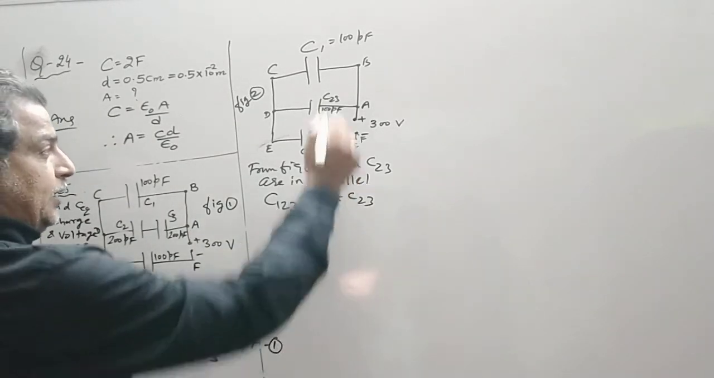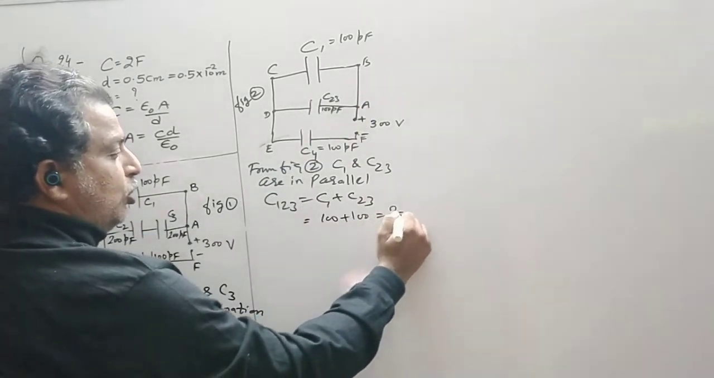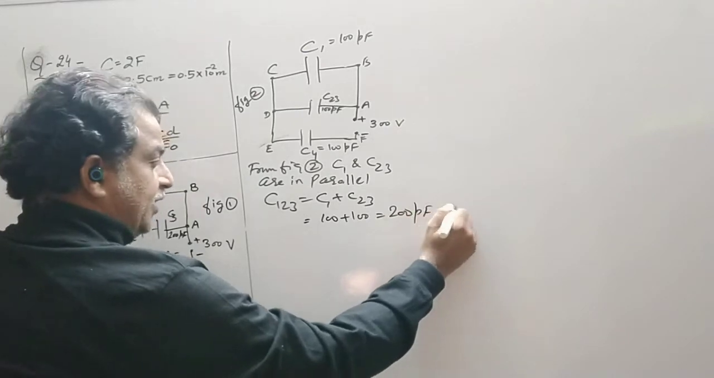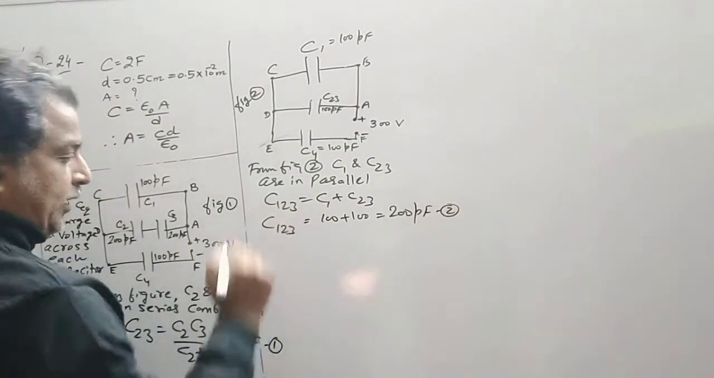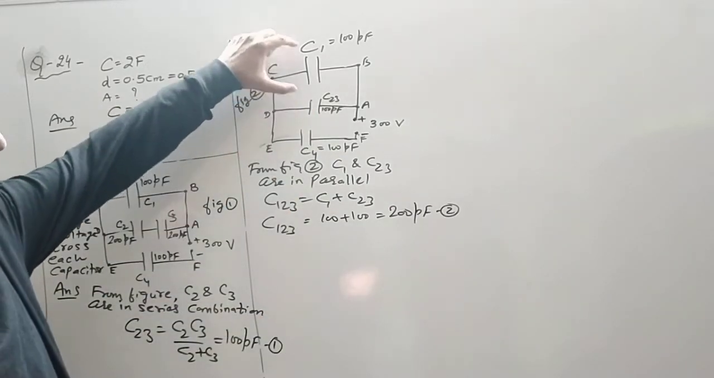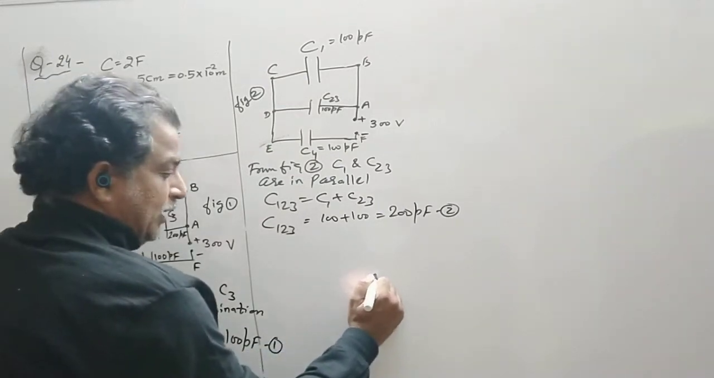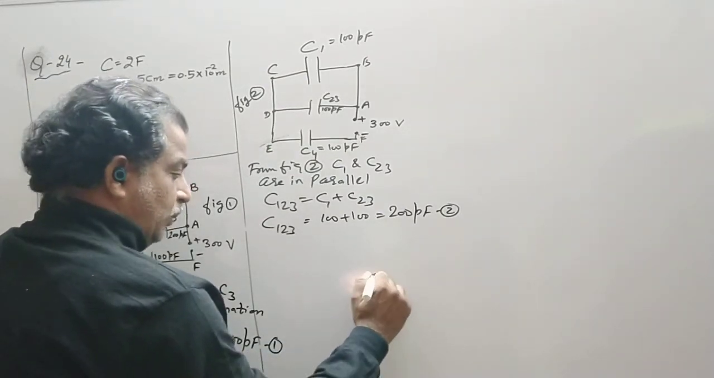So addition, that is 100 plus 100. Again it becomes 200 picofarad. Let us name this as C23. Now again redraw the diagram. Now in the place of this C1 and C23, I will draw C123, keeping the point same. This is plus, this is minus.